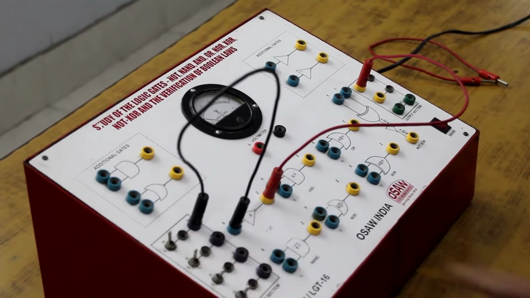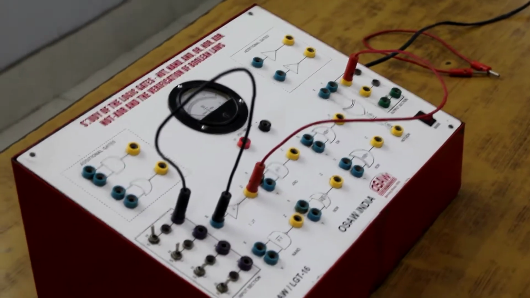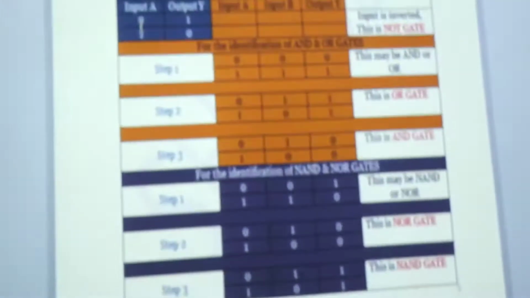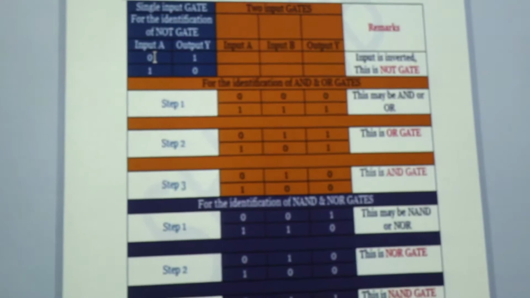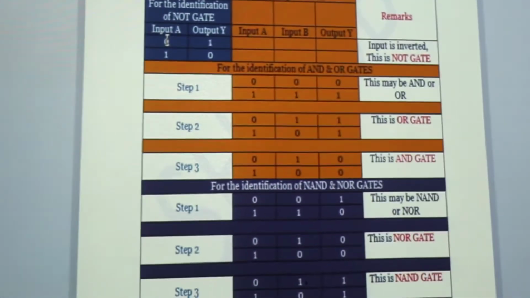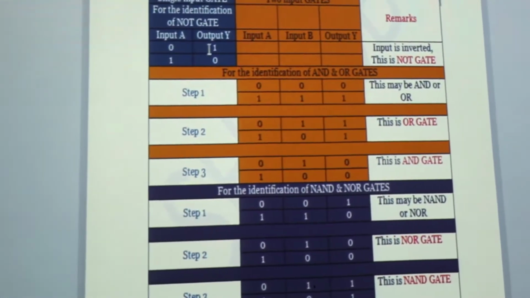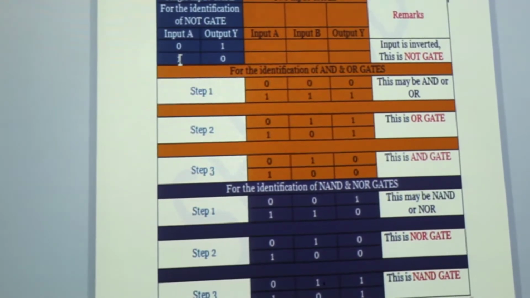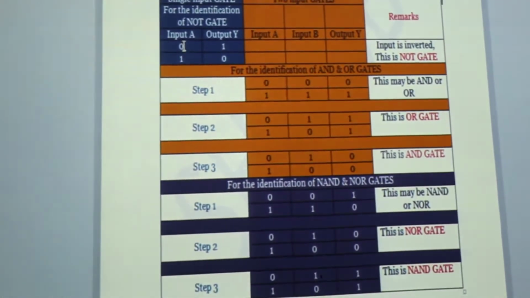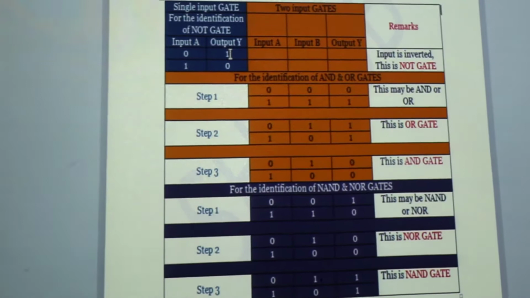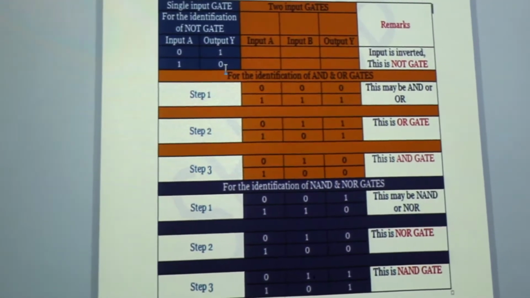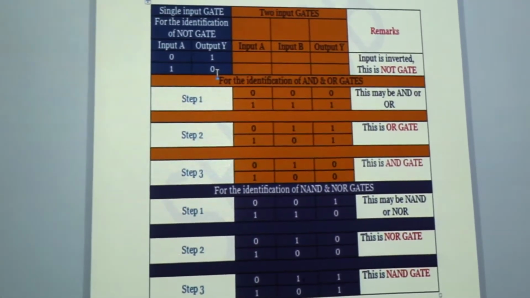So the NOT gate, you can see the action of the NOT here in the identification table. NOT is an inverter. So this single input gate, if the input is 0, the output is 1. If the input is 1, the output is 0. That means if it is low, then the output is high. If the input is high, the output is low. And we test it over here.